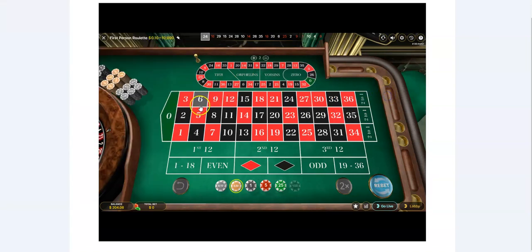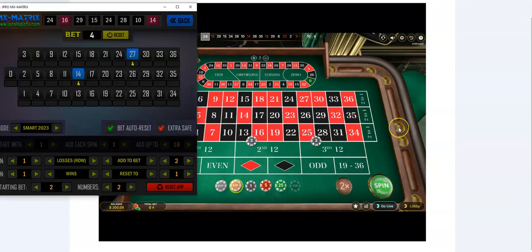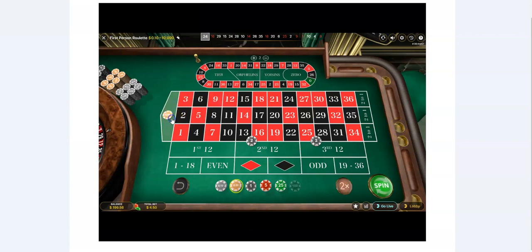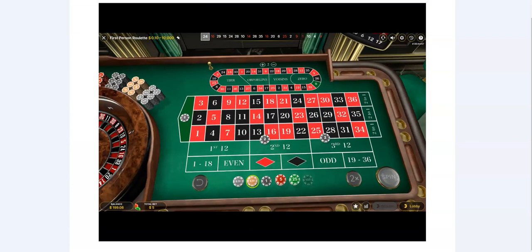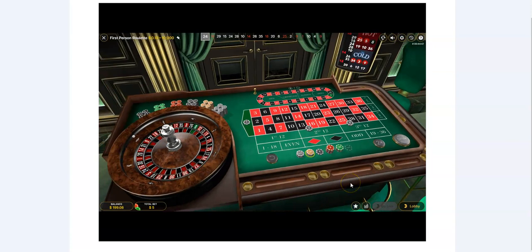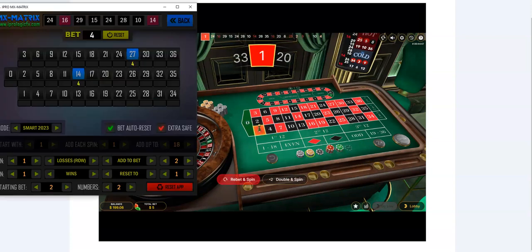Okay, 14 and 27. 14, 27. That's 4. That's, what did it say, 6? Oh, it is 4. Okay. So it's 4 units. Okay. Don't sweat the small stuff. You do this, you'll be alright all day long. Even when you have your misses.